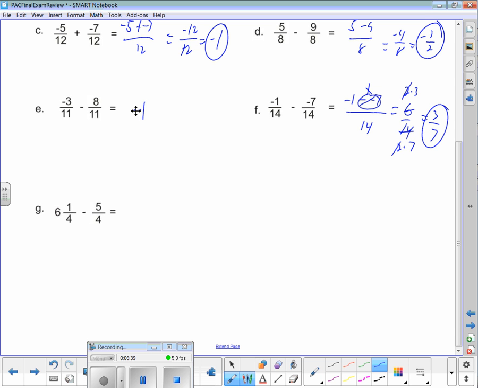Nothing hard there, though. All right, even G, for time's sake, I'm going to pass up on it because we've done a few mixed numbers. That's going to be 25/4 minus 5/4. You're going to end up being 20/4, and the answer is going to be 4. A lot of 4 there.